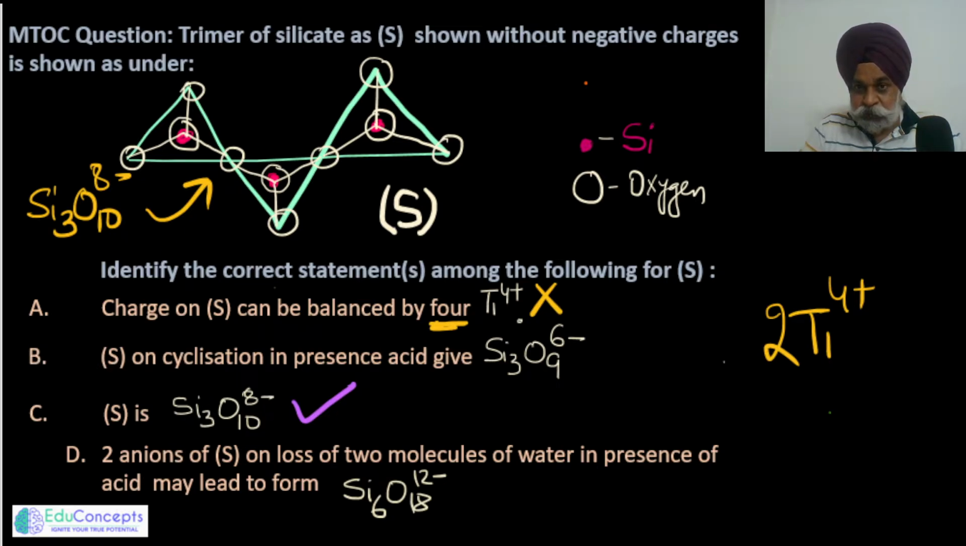Now coming on to option B. What is option B suggesting? S on cyclization in the presence of acid gives this entity. Let us check this out.